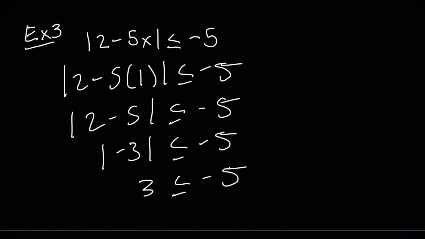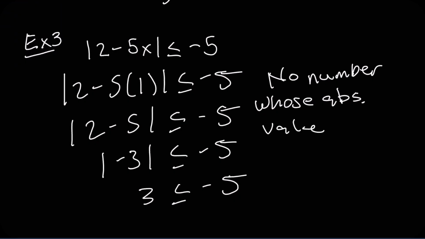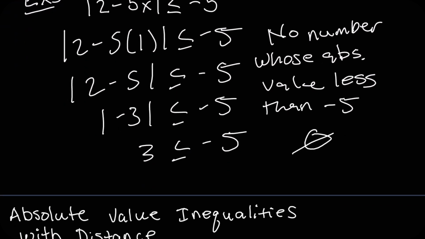So let's say no number whose absolute value is less than -5, or we can just say no solutions here.